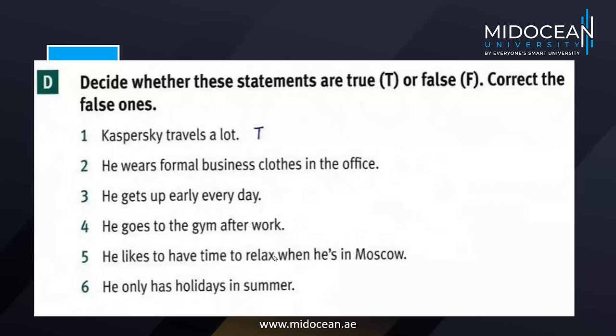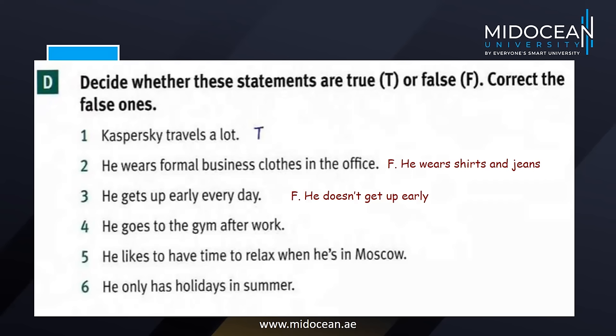Let's move to exercise number D. Decide whether these statements are true or false and correct the false ones. Kaspersky travels a lot. Yes, true. هو دايما بيسافر كتير لانه اصلا معظم شغله بره. He wears formal business clothes in the office. False, he wears shirts and jeans. Number 3, he gets up early every day. لو احنا رجعنا للارتيكل هنلاقي false, he doesn't get up early every day, عشان ممكن بعد رحلات معينة بيصحى متأخر.